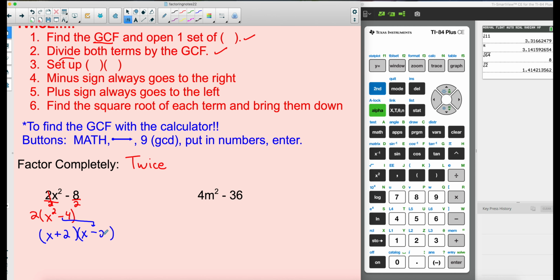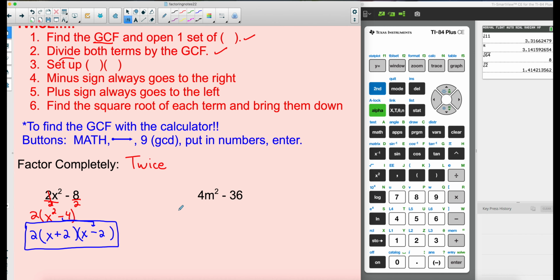The only difference here, there's no binomial in front like we had. You have a 2, guys, the greatest common factor. Just bring him down in the front. So it's going to be 2 times x plus 2 times x minus 2. And guys, that is how you factor completely with the greatest common factor. Let's look at the next one.